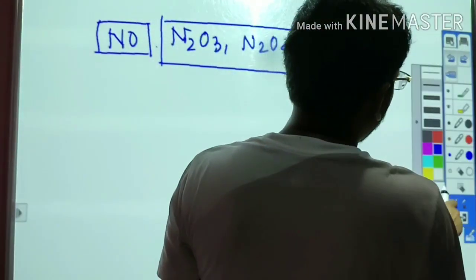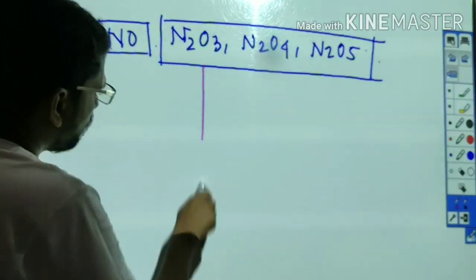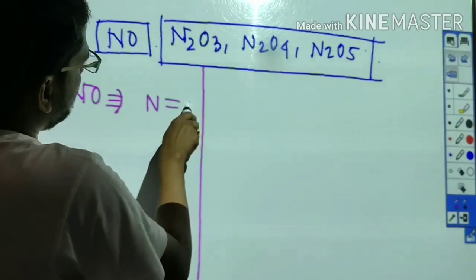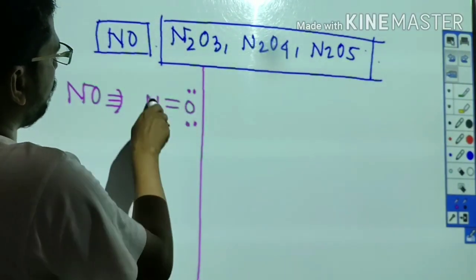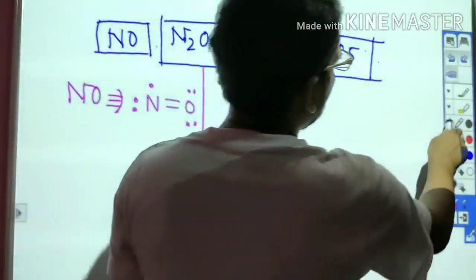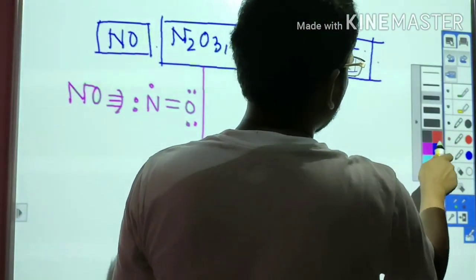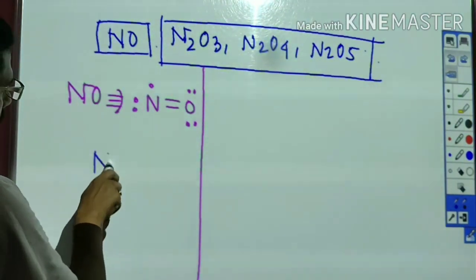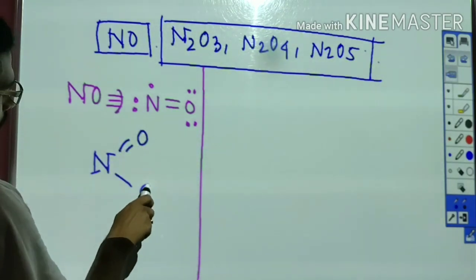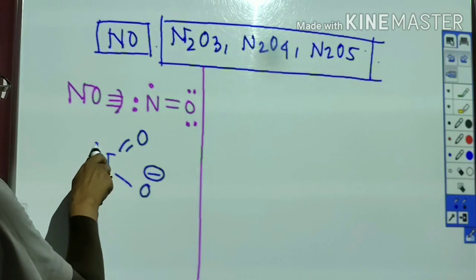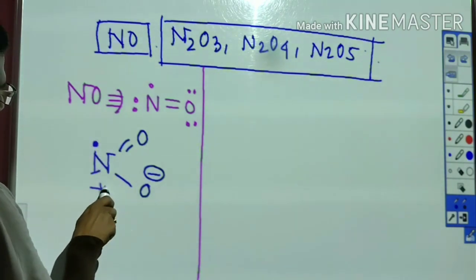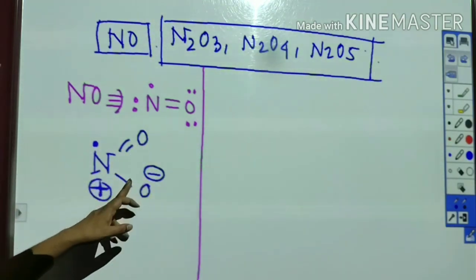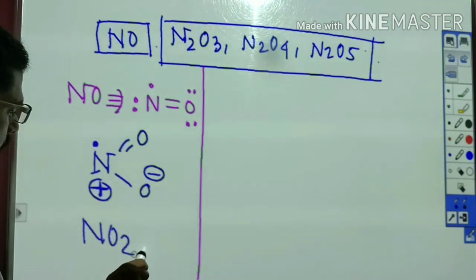In order to draw that, first we will draw the Lewis structure of NO, which I have just now shown. Now, what will be the Lewis structure of NO2? Let me draw it. N double bonded O, single bonded O with a minus, and an unpaired electron on N, which will be plus. I think this is the Lewis structure for NO2. You can calculate.